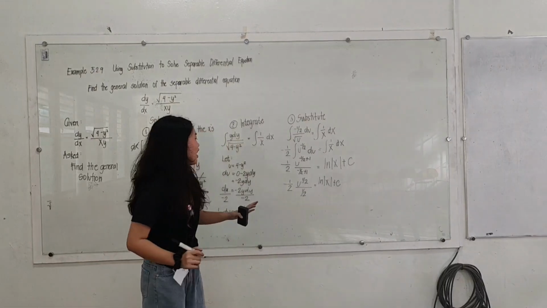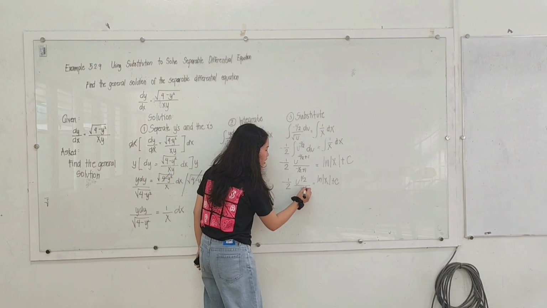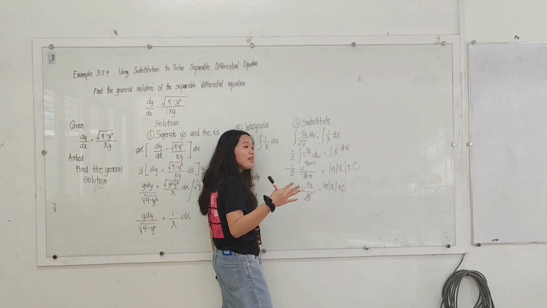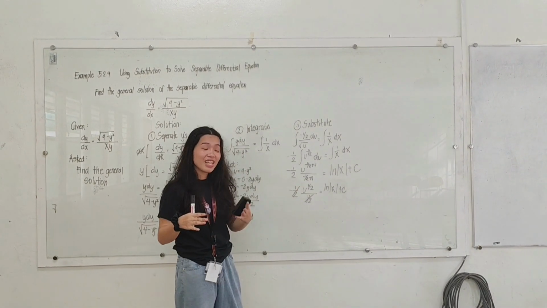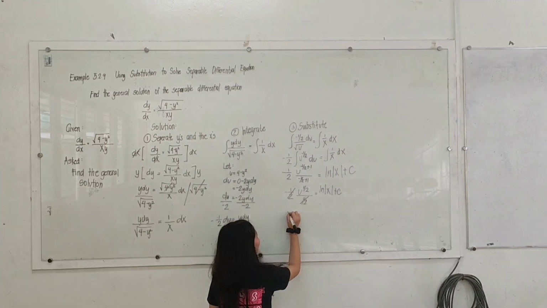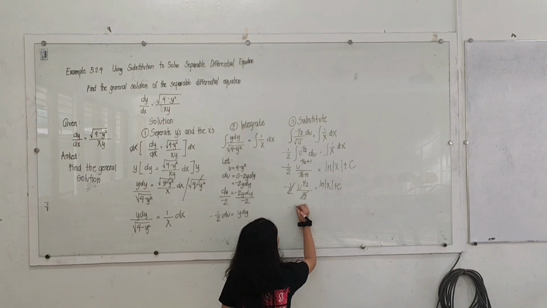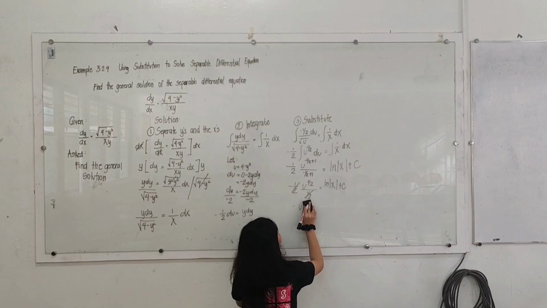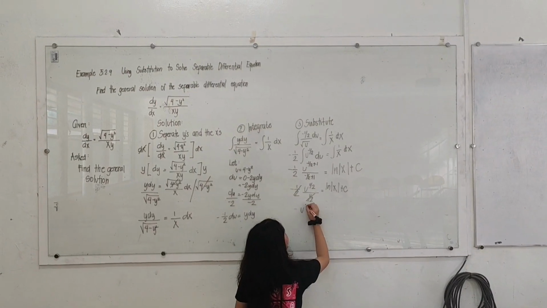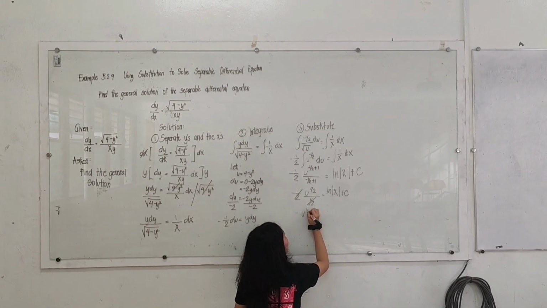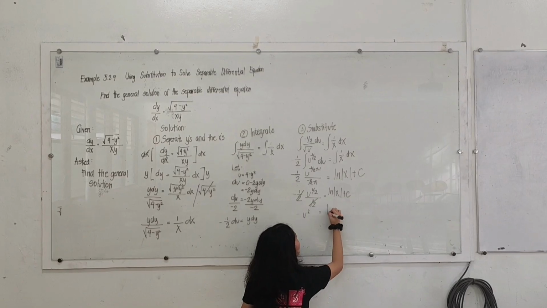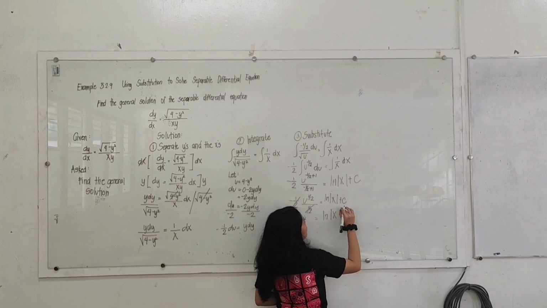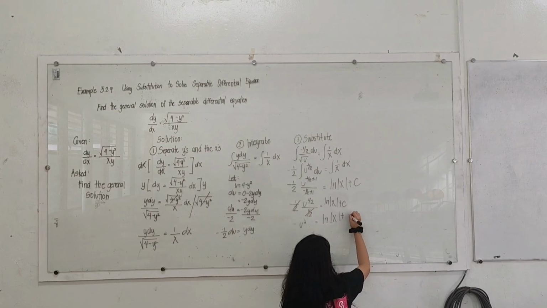And then we will be crossing out this one. Pareho lang sila. So, ang magiging or ang maiwan is the negative sign. So, negative u to the 1/2, wait lang. Kailangan natin baka mahalo. 1/2 equals ln absolute value of x plus c.